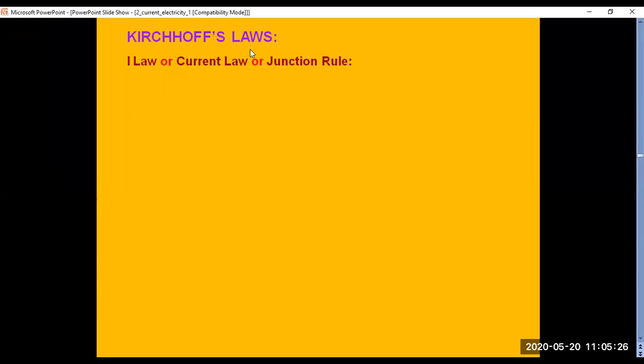Today, coming to your Kirchhoff's law, there are 2 laws which are given by Kirchhoff. First law and second law. First law has got 2 names. Observe carefully. It is called the current law, or you can call it the junction rule or the junction law. So before knowing what this law is, we learn a term which is called a junction.